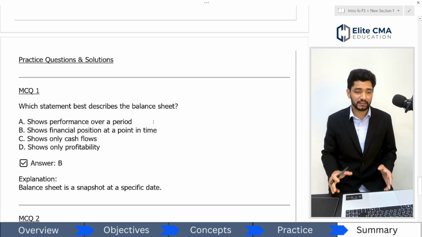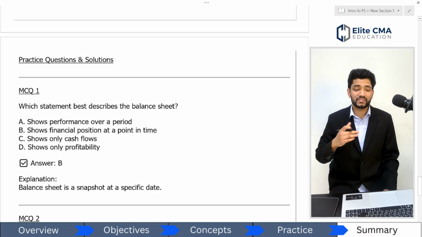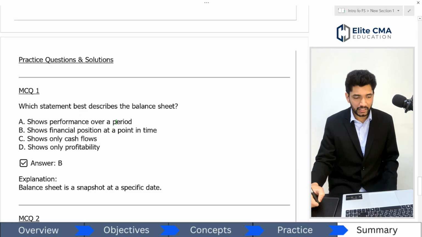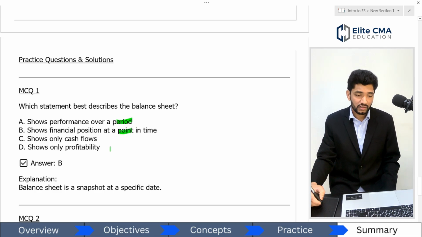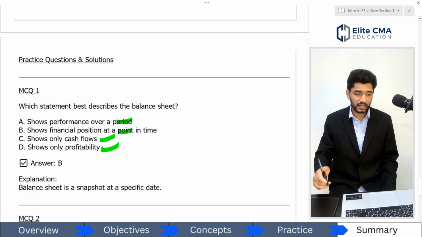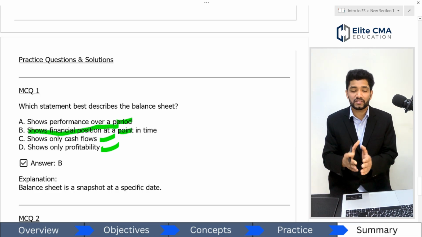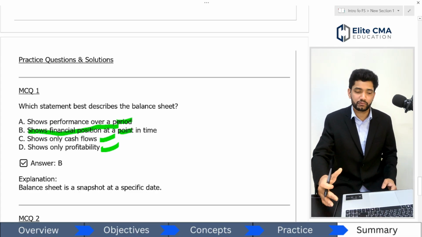So let's move into practice questions, multiple choice questions. Question 1. Which statement best describes the balance sheet? Option A. Show performance over a period. Option B. Show financial position at a point in time. Option C. Show only cash flows. Option D. Show only profitability. Option B is the right answer. Show financial position at a point in time. Balance sheet is showing the financial position of a company at a specific point in time.